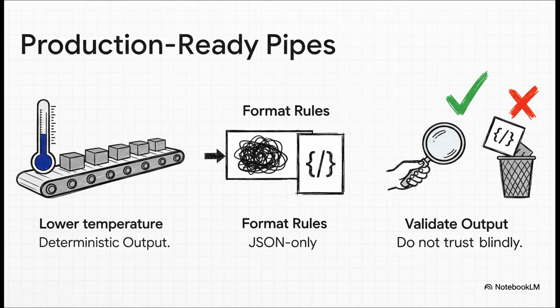So here are 3 golden rules to make your pipes production ready. Rule number 1, lower the model's temperature. Now, you can think of temperature as like a creativity dial. The higher it is, the more wild and random the output. If you turn it down, the AI's responses become way more predictable, which is exactly what you want for consistency.